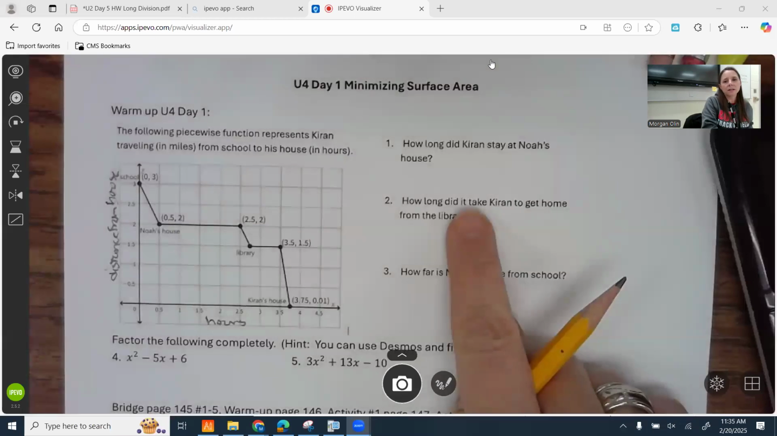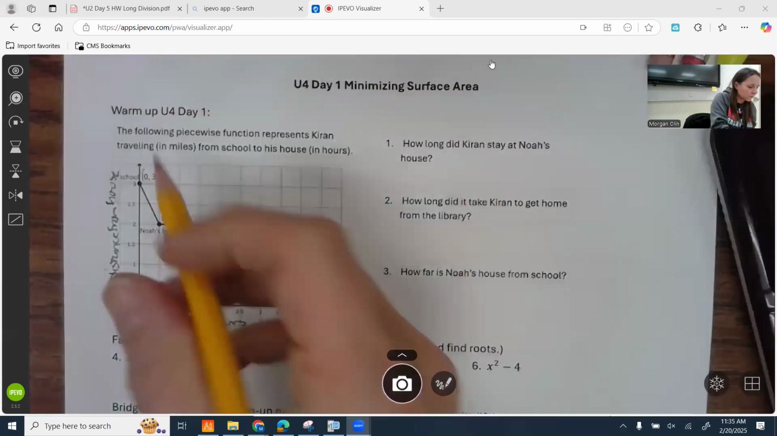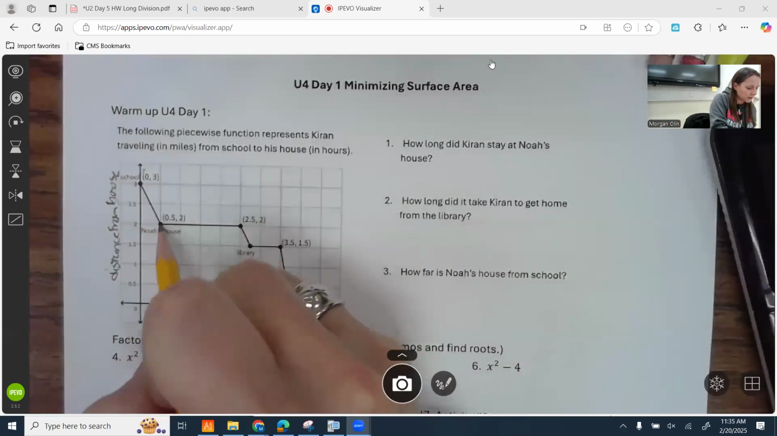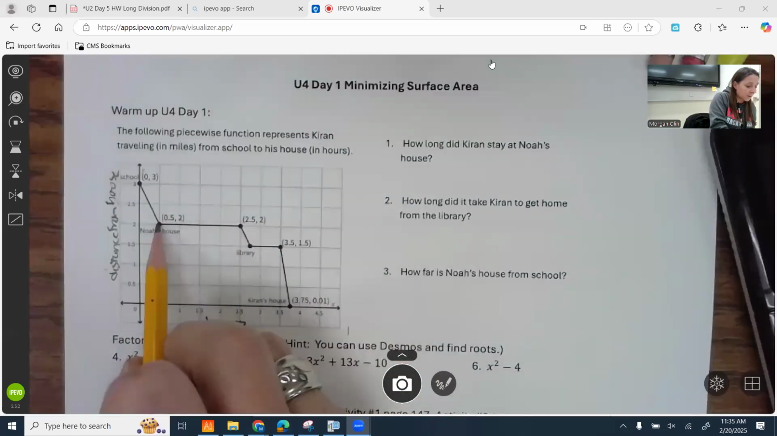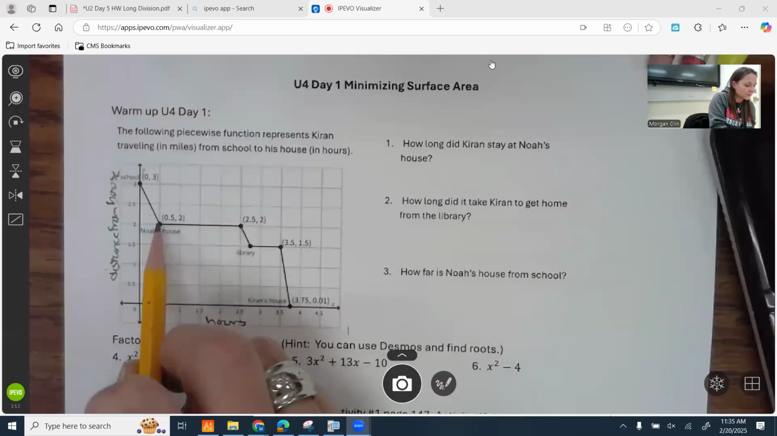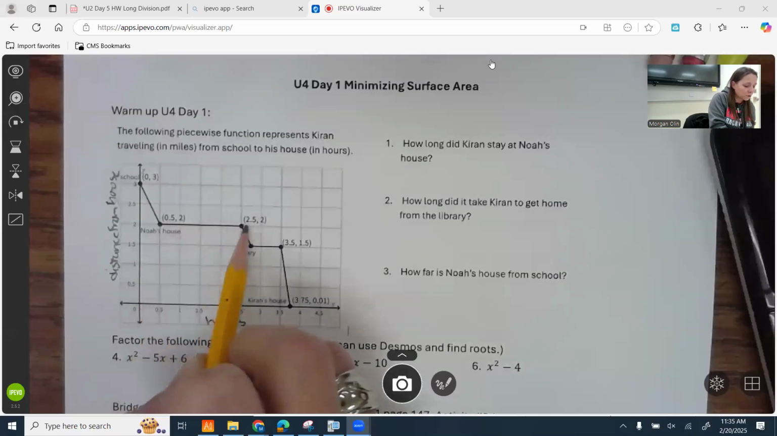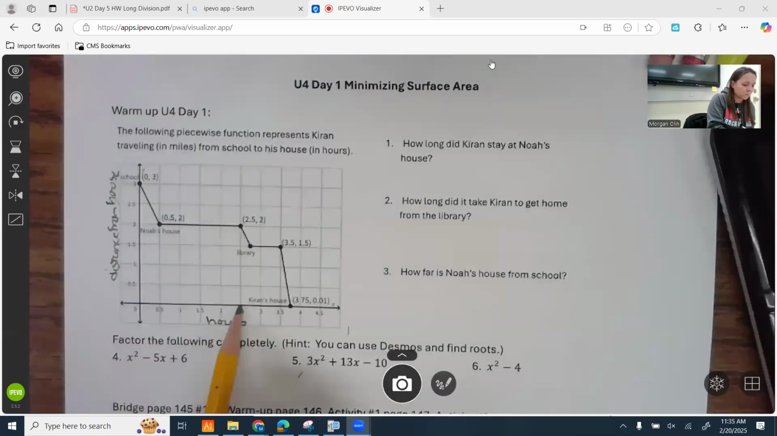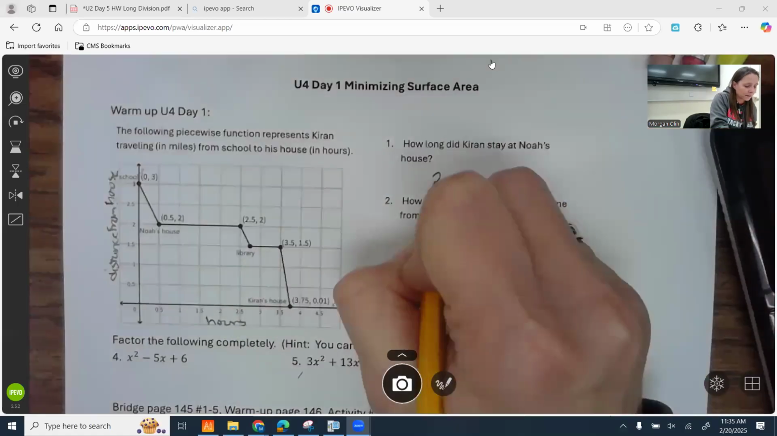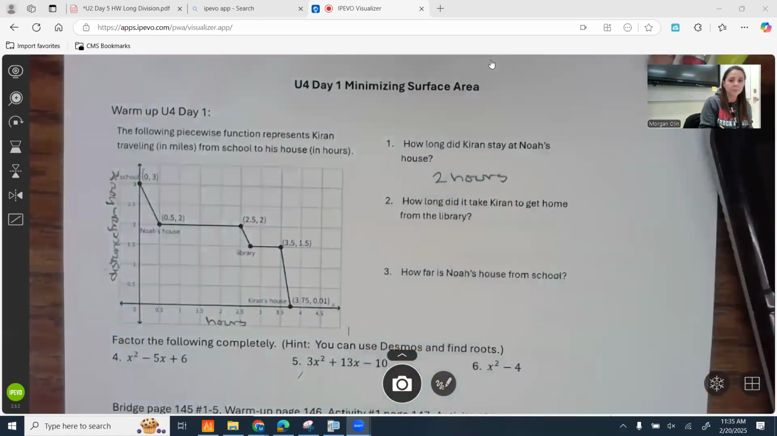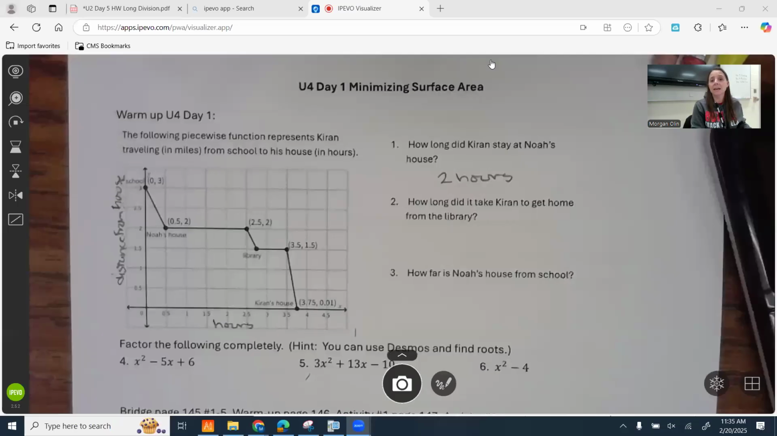Now, how long did Kieran stay at Noah's house? So right here, he left school and he got to Noah's house here. And then he's not moving. He's staying at Noah's house from here to here. This is from the x value of 0.5 to 2.5. So from 0.5 to 2.5, how many hours was that? 2 hours.